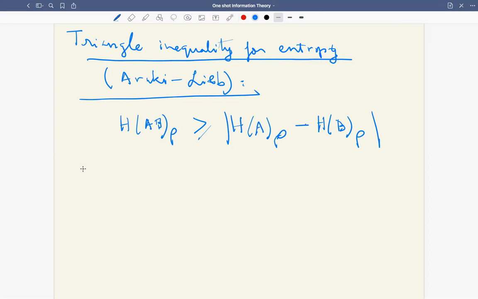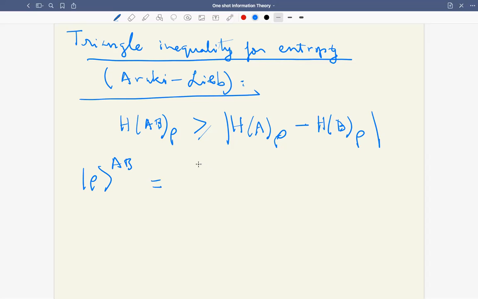So let us see this picture in a little more detail for a pure state. So let us say I have a pure state rho on AB, in general an entangled pure state. So I know just by this hammer of Araki-Lieb that the entropy of A is equal to the entropy of B. But let us see if I can prove at least this fact in a more elementary fashion. And here is how I'm going to do it.